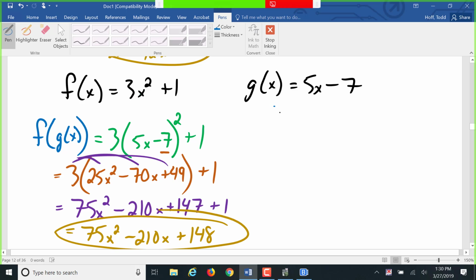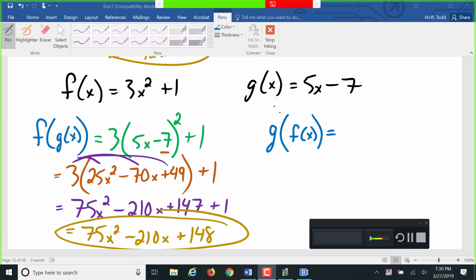At this point, you can probably guess what's going to come next. In your notes, I'm going to ask you to find g of f of x. I'll give you a few minutes, and then we'll go.